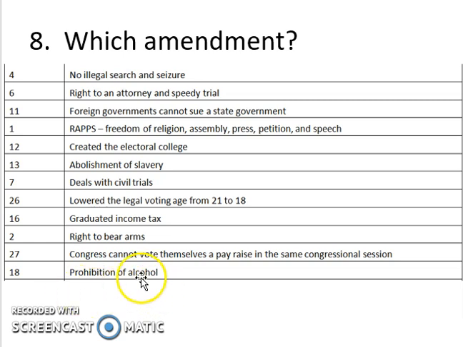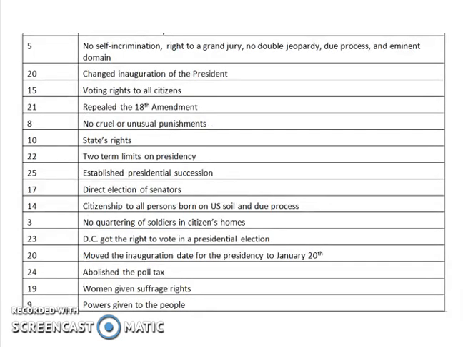The 18th Amendment is the prohibition of alcohol. Remember, for 16, 17, 18, I gave you guys TSAW: taxes, senators, alcohol, women. Okay. So for the 18th Amendment, you could not make, sell, or distribute alcohol.